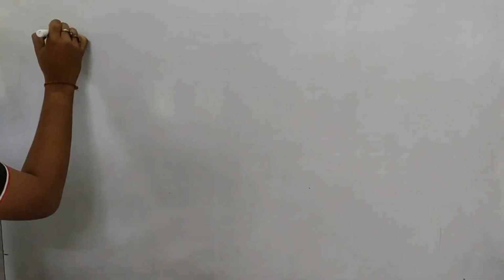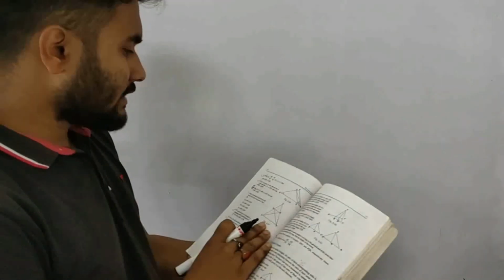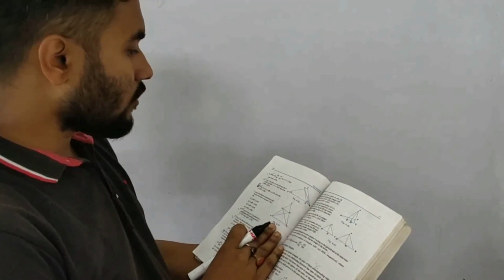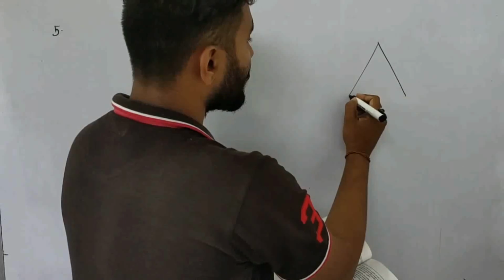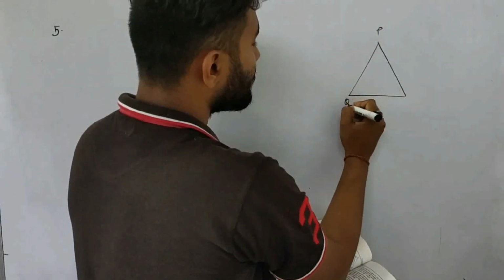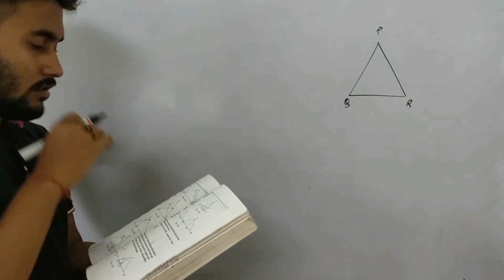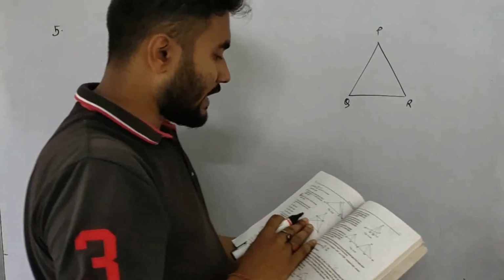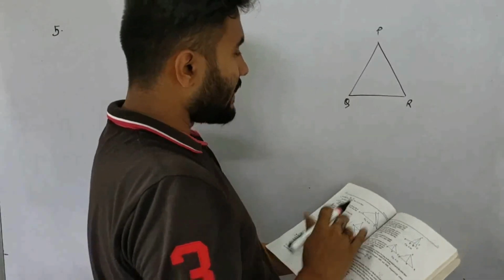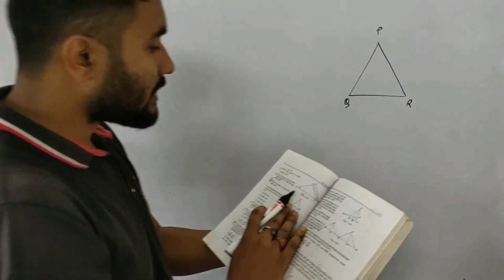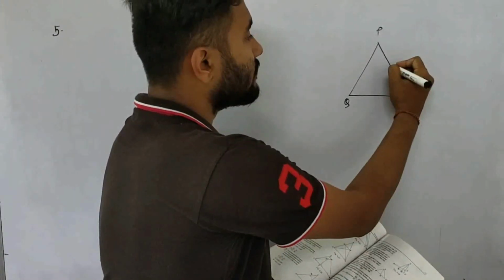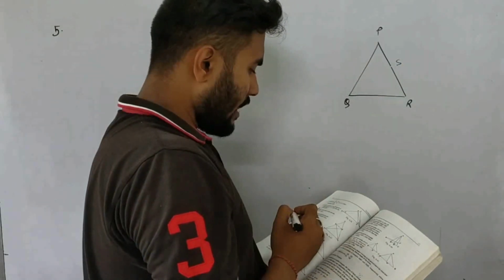Okay, so now question number 5. Diagram is not given. S and T are points on the side PR and QR of triangle PQR. Okay, draw a triangle PQR. This is P, this is Q, this is R. Such that angle P is equal to angle RTS. I forgot to give S and T. S and T are 2 points on the side PR. S is over here, so this is S, and in QR what is there? T.